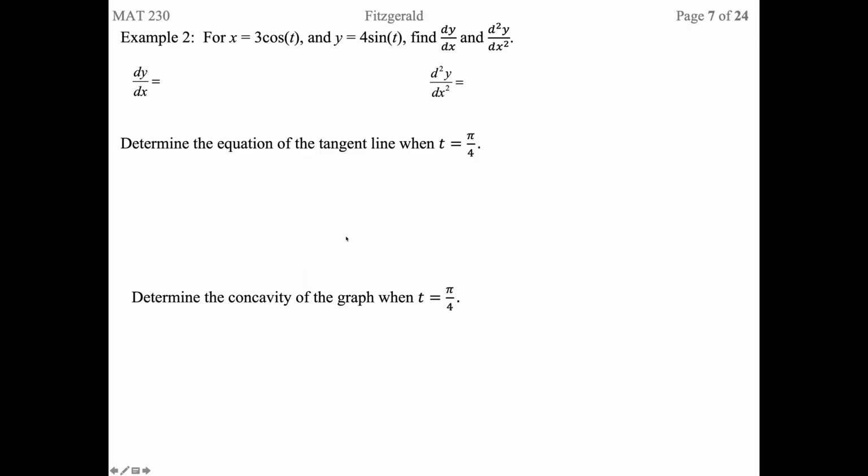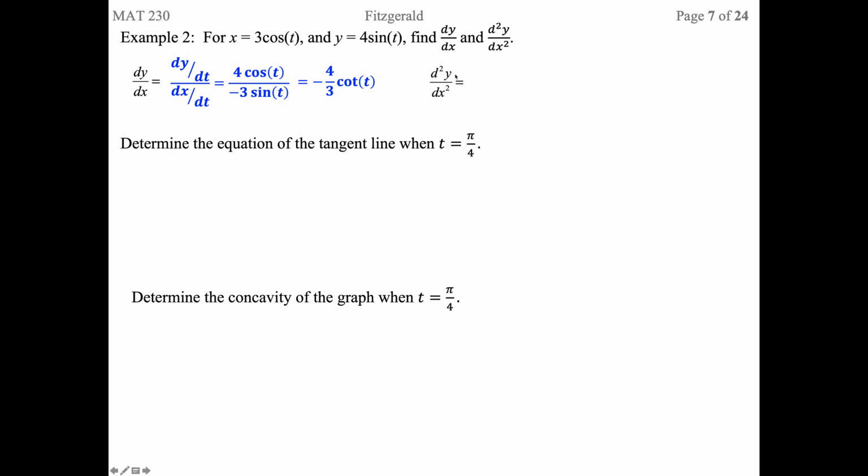All right, example 2. X equals 3 cosine of t, y equals 4 sine of t. Find the first and second derivatives. First derivative: dy over dt, dx over dt. We take the derivative of y, which is 4 cosine t. We take the derivative of 3 cosine t, which is negative sine, so negative 3 sine t. Wait a minute, we can simplify cosine over sine. That's cotangent. So negative 4/3 cotangent t is our first derivative.